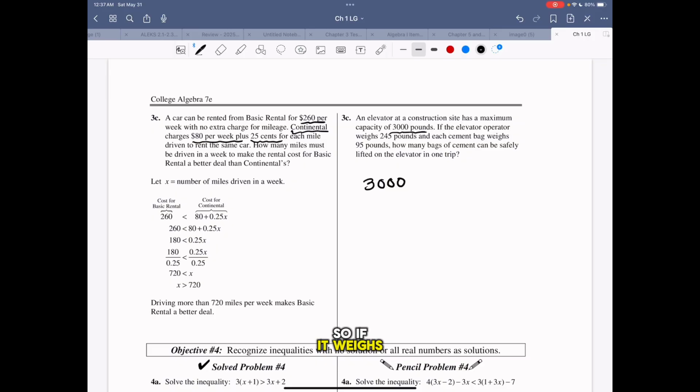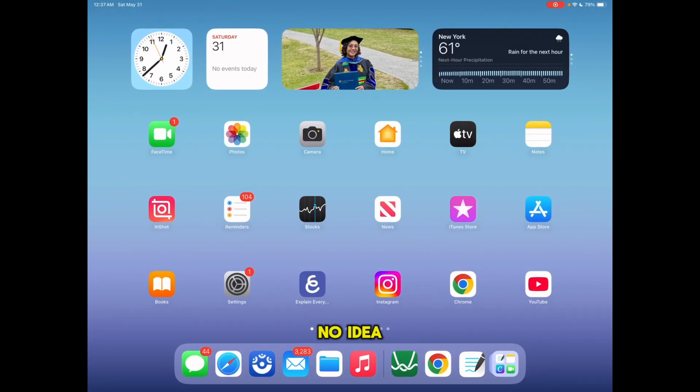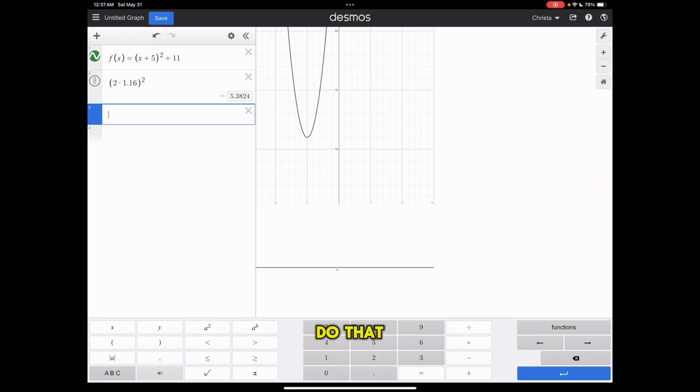So if it weighs 245 pounds and each cement bag weighs 95 pounds, that would be plus 95 and some factor. How many bags of cement can be safely lifted on the elevator trip? So this cannot exceed, so 3,000 is greater than or equal to, that's what I would think. And then if we subtract 245, no idea how to do that in my head.